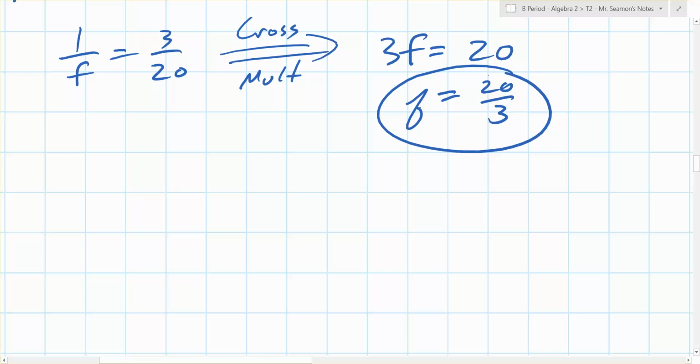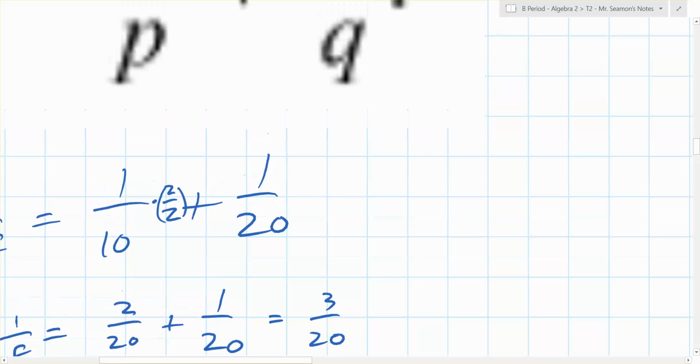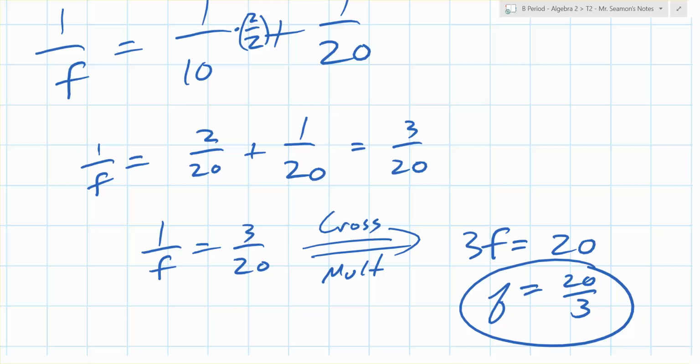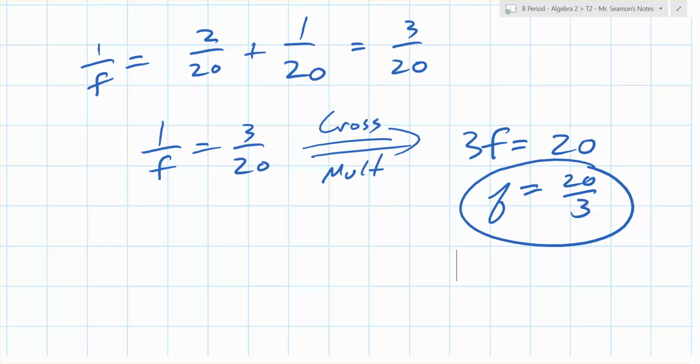Cool. 20 over 3. Excellent. So that's the process if you have specific numbers to plug in. Are there different orders for simplifying? Sure. Instead of cross multiplying, you could multiply by the LCD.